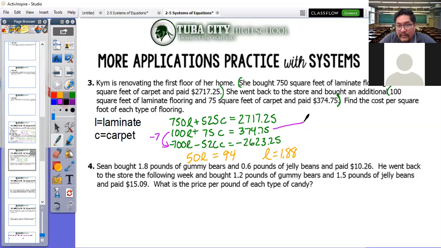And the reason I did not want to mark this one out is because multiplying by 100 is actually very easy. So 100 times $1.88 per foot plus 75 feet of carpet equals 374.75. And now it has a smaller number, so I would imagine it's a little bit easier to work on. Multiplying by 100 is pretty easy. If there's a decimal, scooch that decimal over 2 places. So this would be 188.